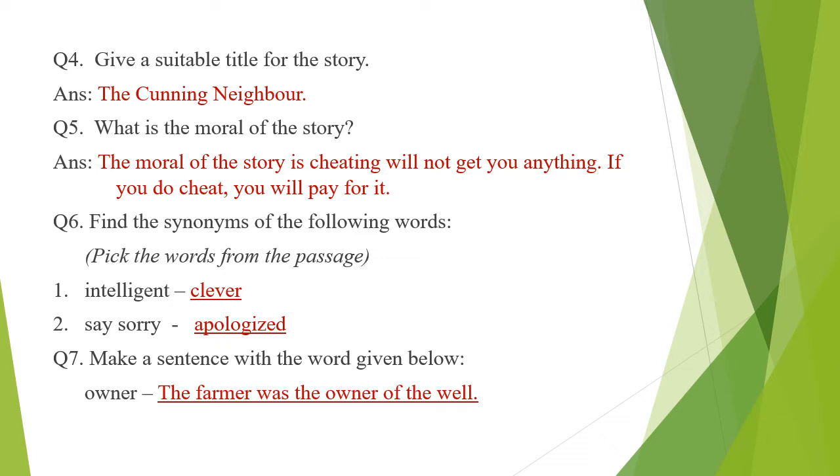Question number 7. Here you'll have to make a sentence with the word given below. Honor. Here I've written the farmer was the owner of the well. If you have made a sentence which is out of the story, then that's fine. You can make it according to the story as well, whatever suits you. I hope everyone got the correct answers. Please check on the spellings and check on your sentence formation.